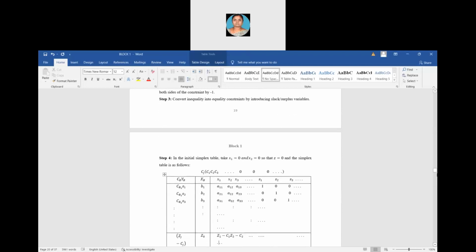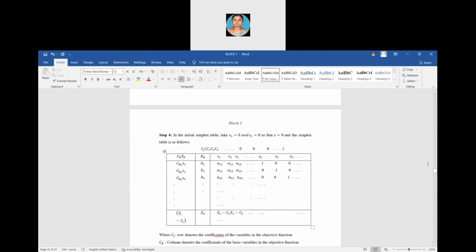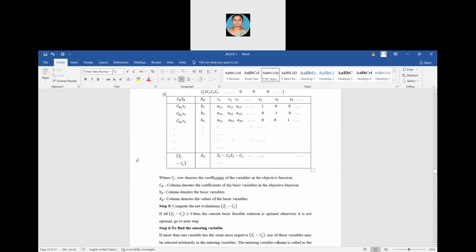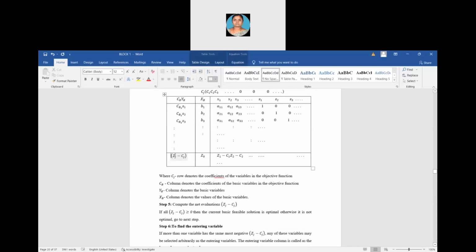In the simplex table, if you are taking x1, x2 equal to 0, so that x3 equal to 0, the simplex method table will be like this. Actually, you have to frame it like this. That is, you have to mark CB, YB, XB, X1, X2, X3, S1, S2, S3, everything like this.